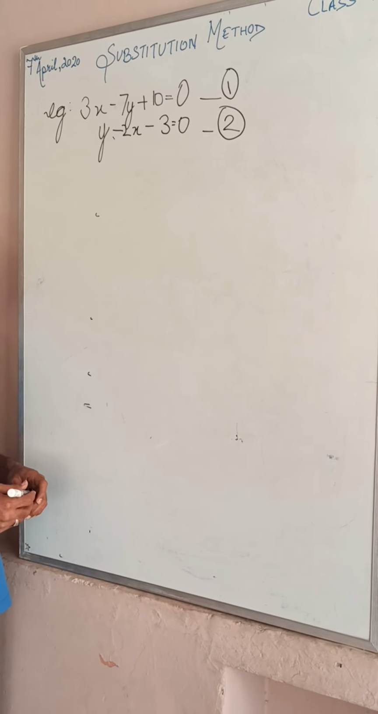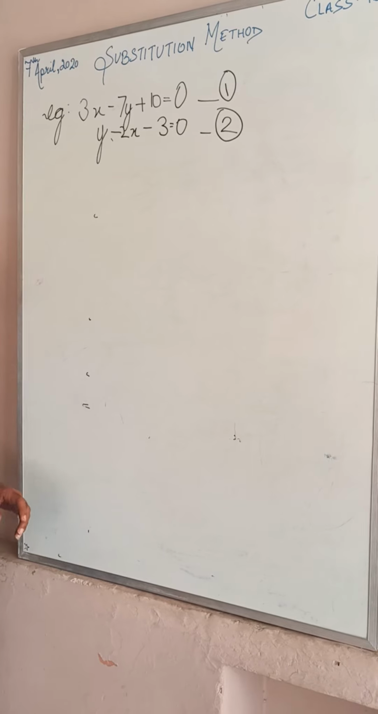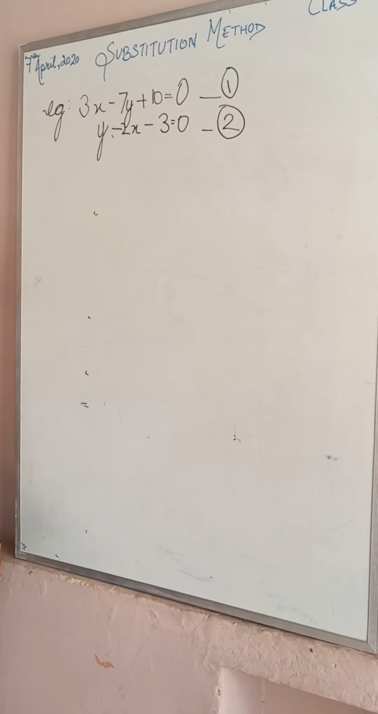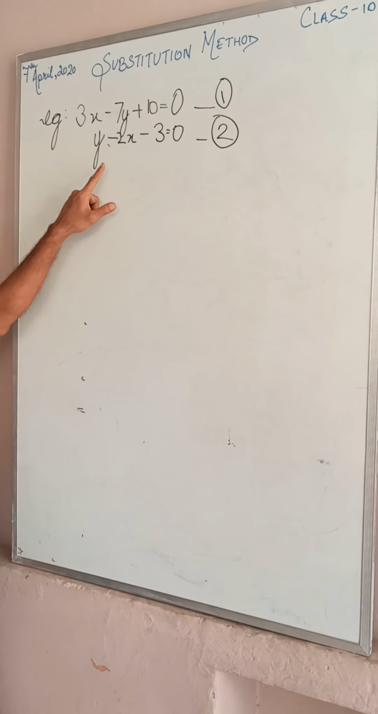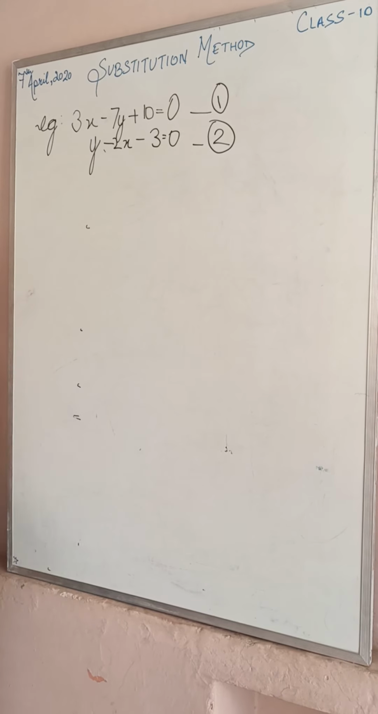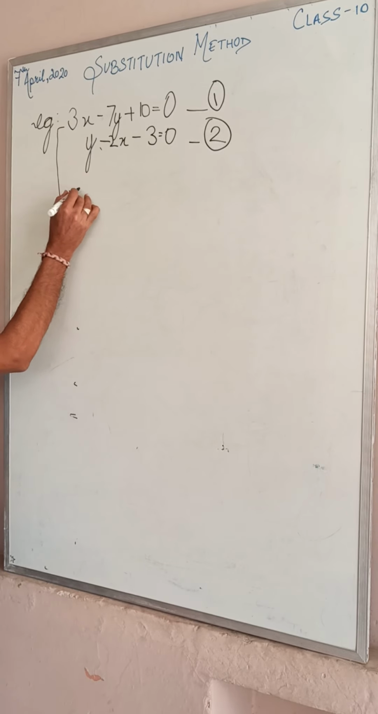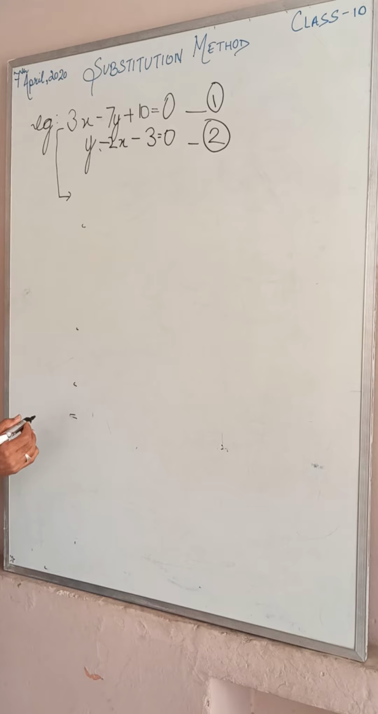Today we continue with the substitution method, but we will take substitution of y. I have written an example: 3x minus 7y plus 10 equals 0, which I have marked as equation 1. Y minus 2x minus 3 equals 0, which I have marked as equation 2. I pick the first equation, that is 3x minus 7y plus 10 equals 0.